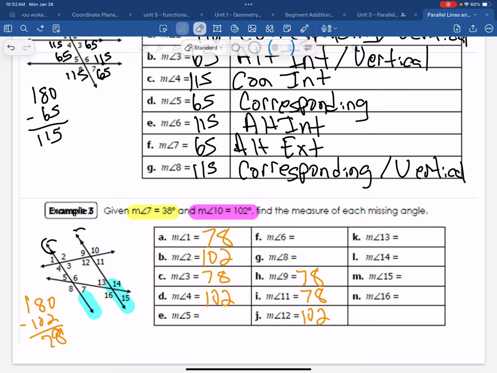All right, so we have 1, we have 2, we have 9, we have 10. 10 was given. Okay, we have 4, we have 3, we have 12, and we have 11.